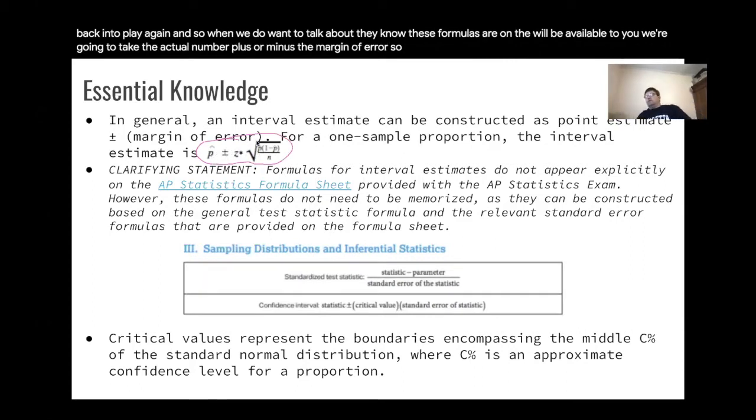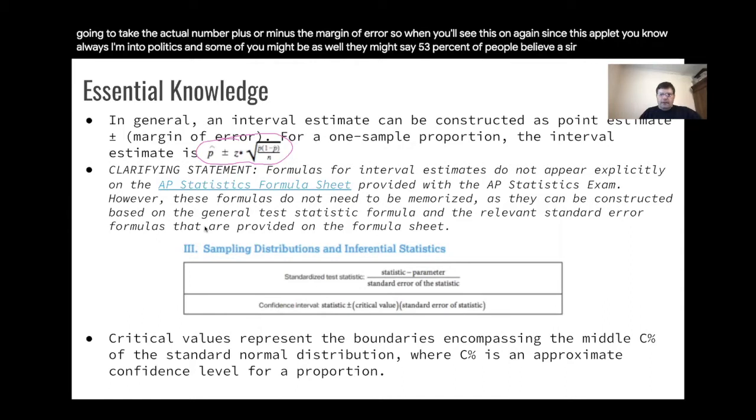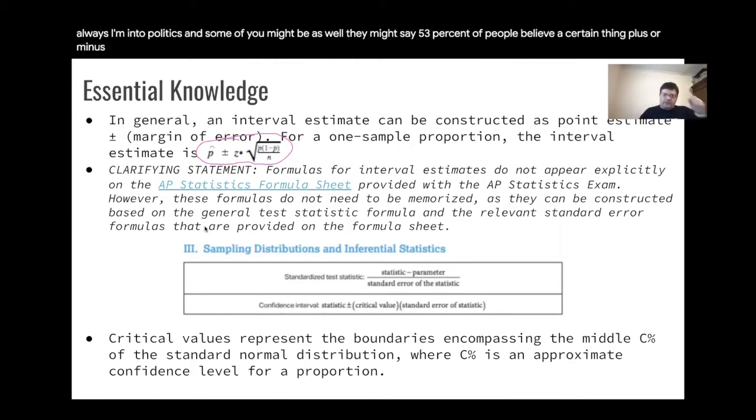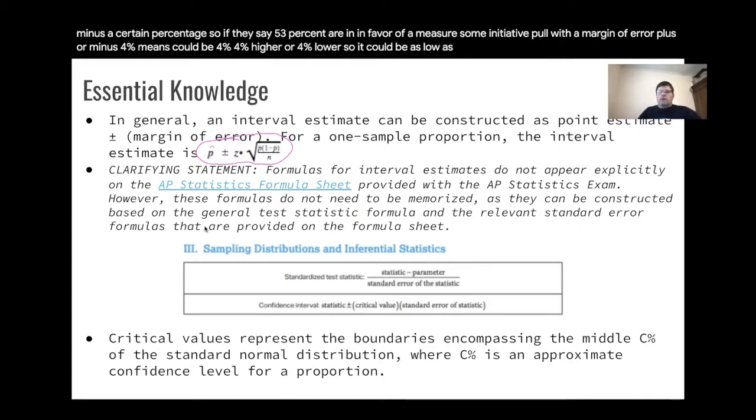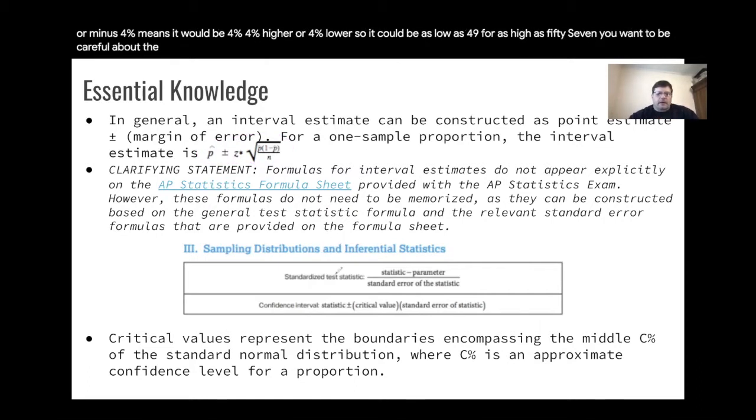And you'll see this in politics, and some of you might be into that as well. They might say 53% of people believe a certain thing, plus or minus a certain percentage. So if they say 53% are in favor of a measure, some initiative, with a margin of error plus or minus 4%, it means it could be 4% higher or 4% lower. So it could be as low as 49 or as high as 57. We do want to be careful about the conditions, and we'll talk about some of that later on too.